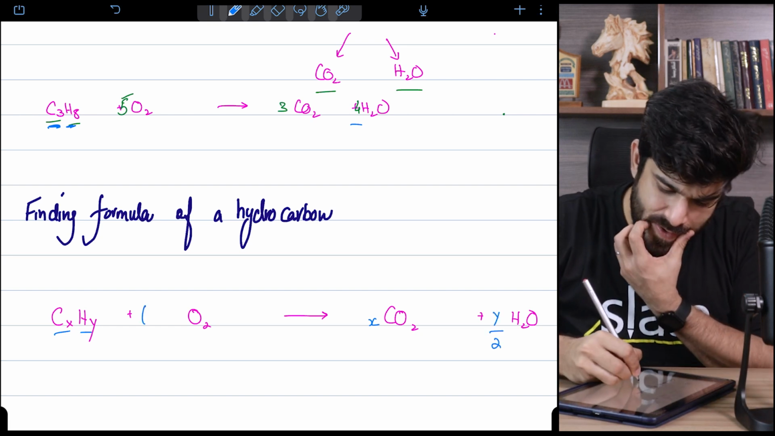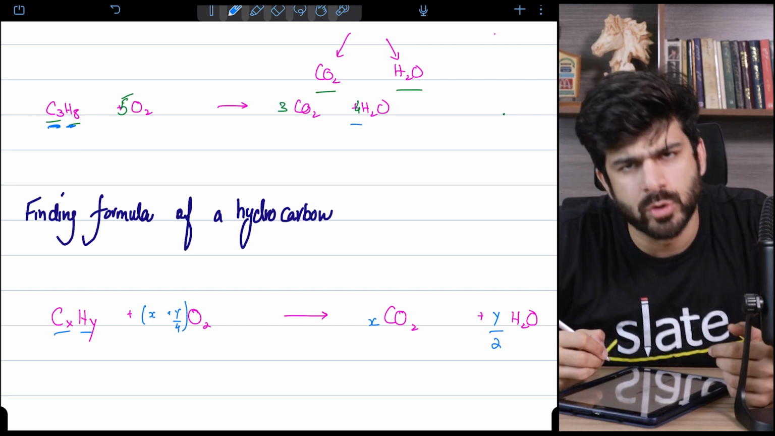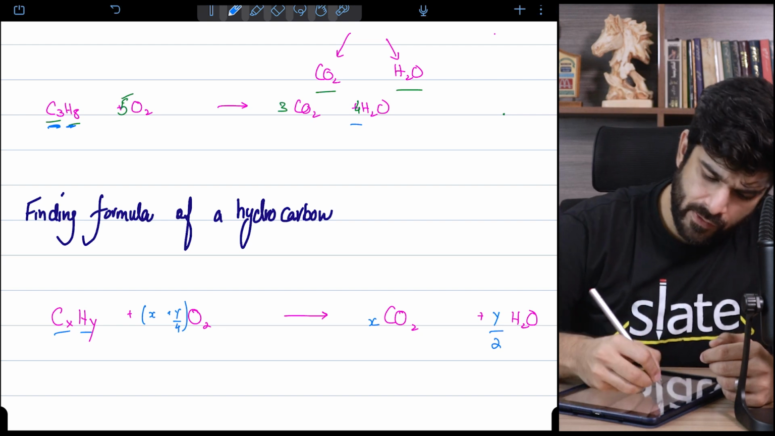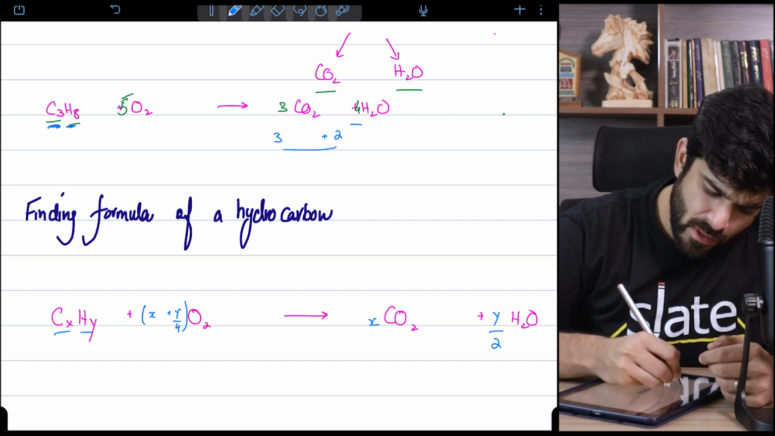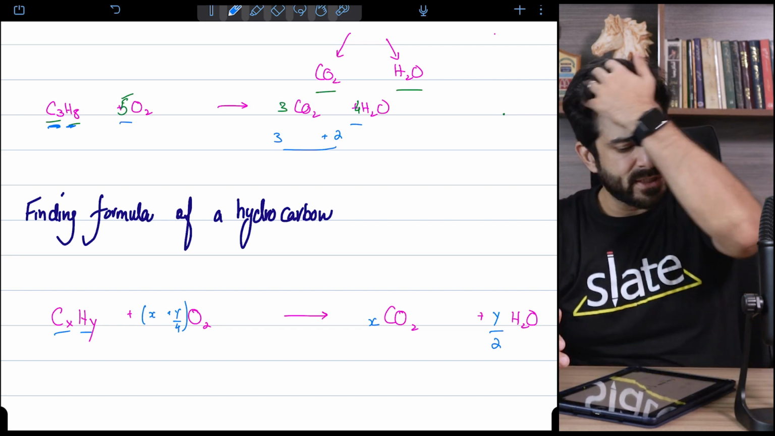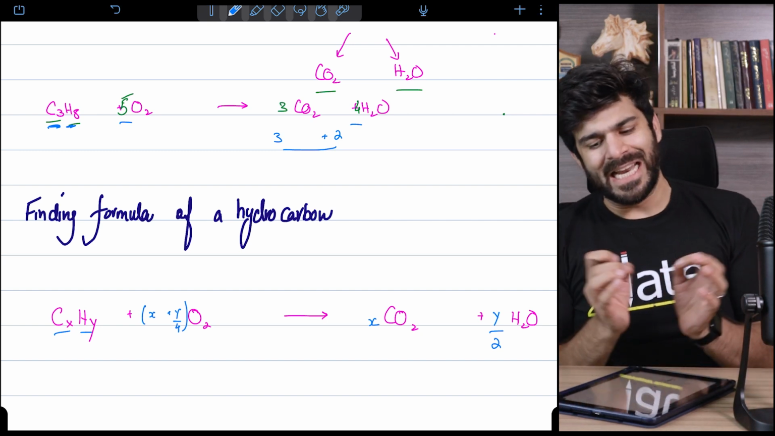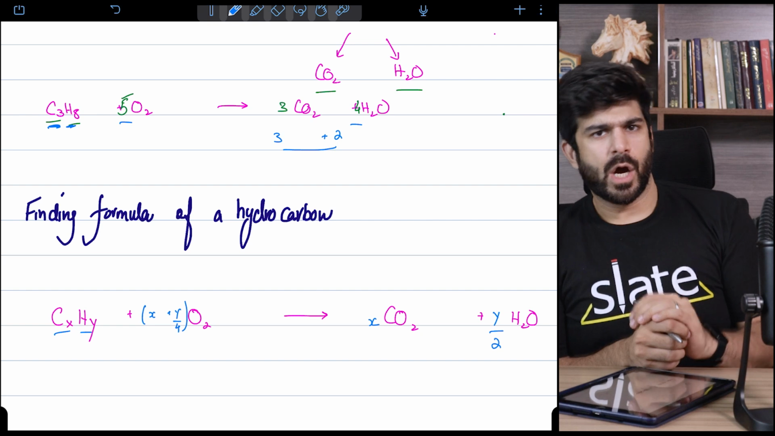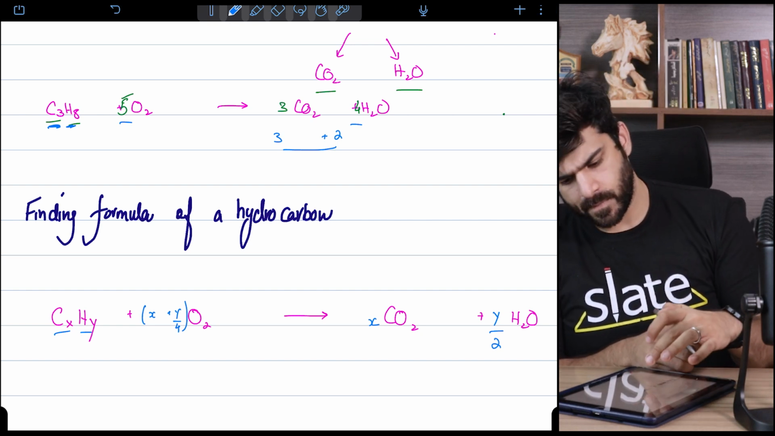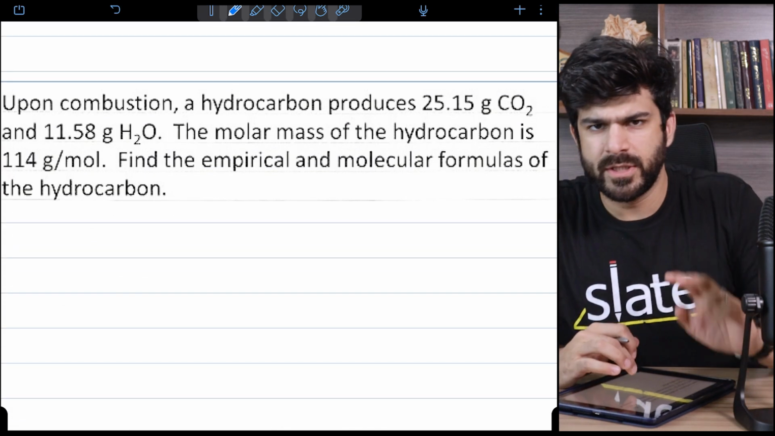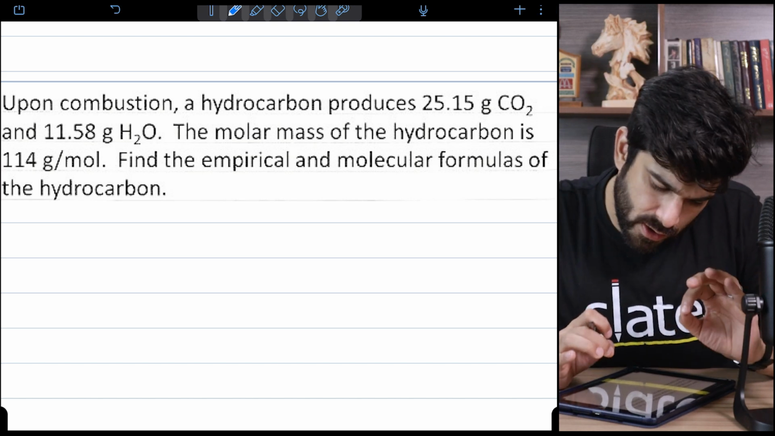And then x plus y divided by 4 moles of oxygen. Like we know 3 plus y, which is 8, divided by 4, 2, moles, which is 5. So this is the finding formula for a hydrocarbon. But now, with this formula, we can understand the relationship of carbon dioxide with the hydrocarbon and water with the hydrocarbon. So let's jump to a question. We'll just discuss 2 different questions, and that would give a lot of clarity on the concept.